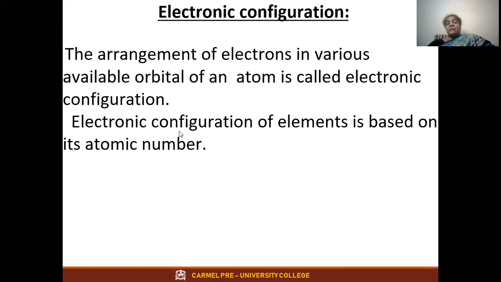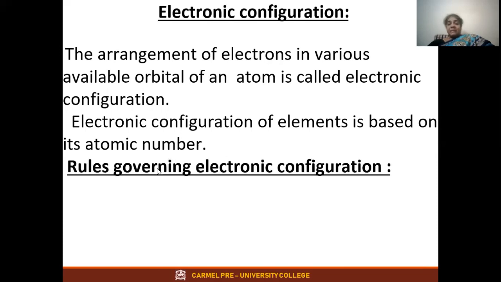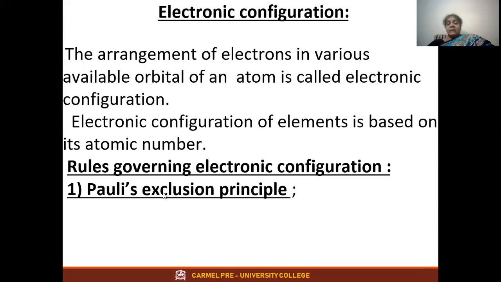Electronic configuration is based on the atomic number. We can even say it is the distribution of electrons in orbitals. You will distribute the electrons in the orbitals. For that, there are a few important rules. The first rule is Pauli's exclusion principle.